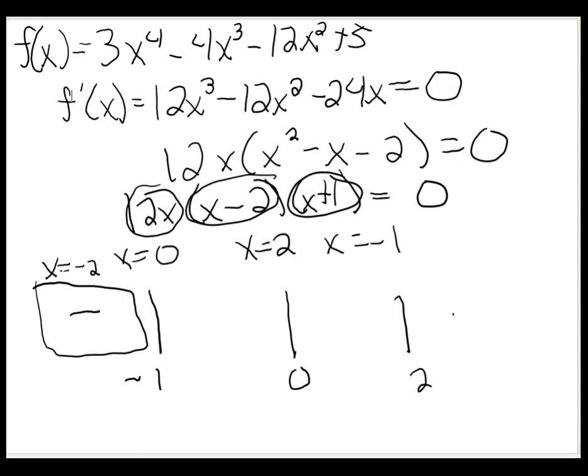And I can do the same over here. I want to choose a number in between -1 and 0. So I can choose -1/2. And this time I'll get a positive number. Then over here, x equals 1. Plug it into the derivative, I get a negative number. And then lastly, x equals 3 over here, because I need a number greater than 2, and I get a positive number.